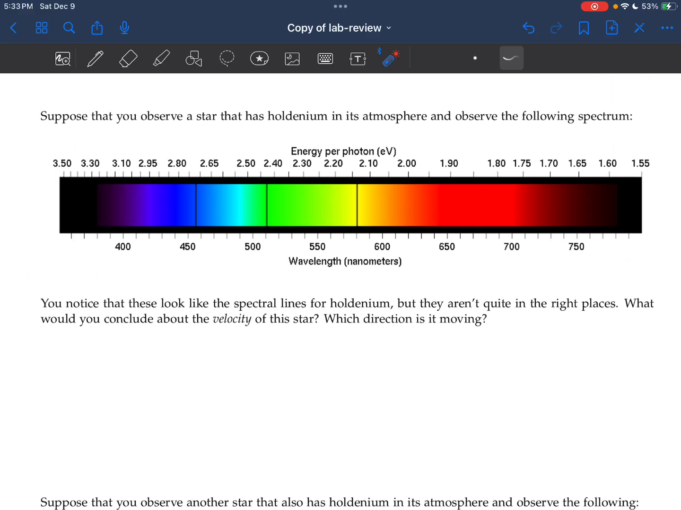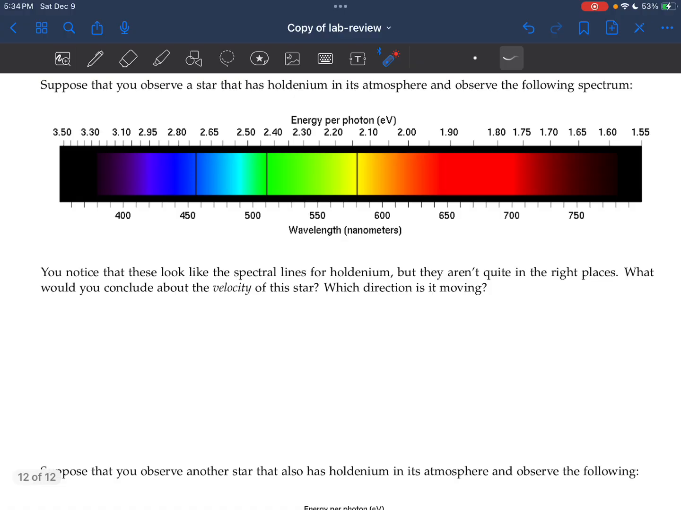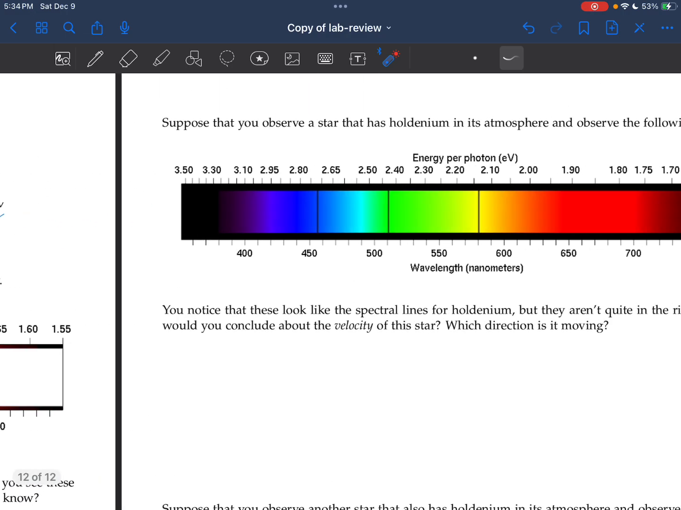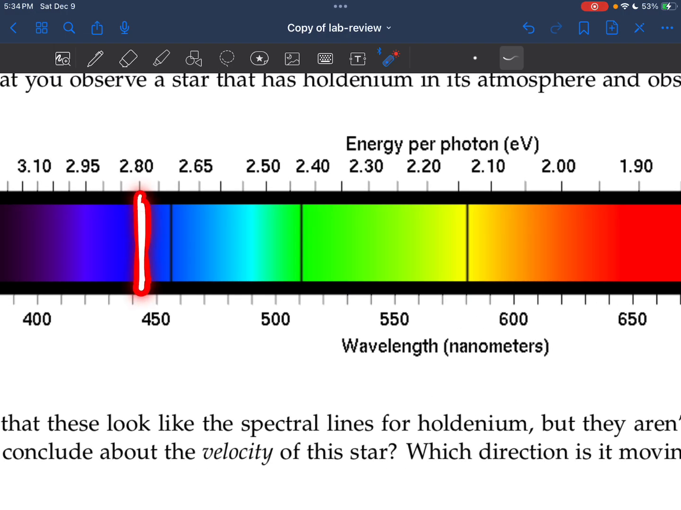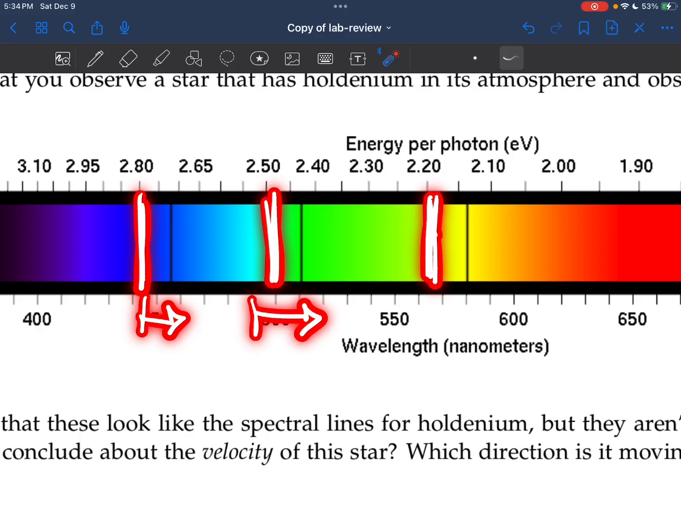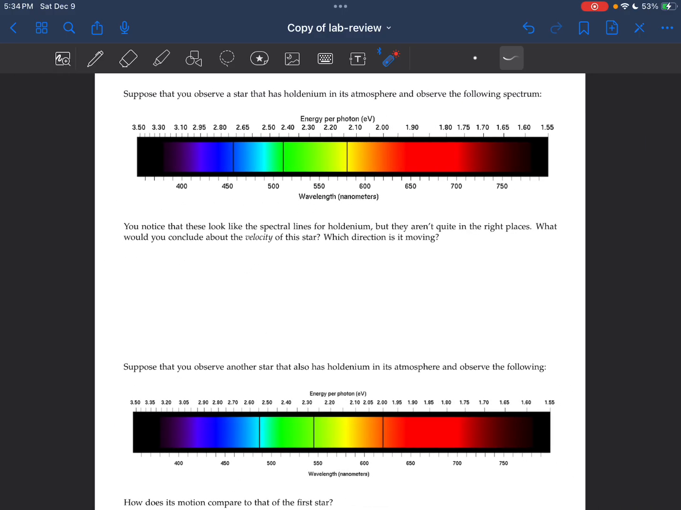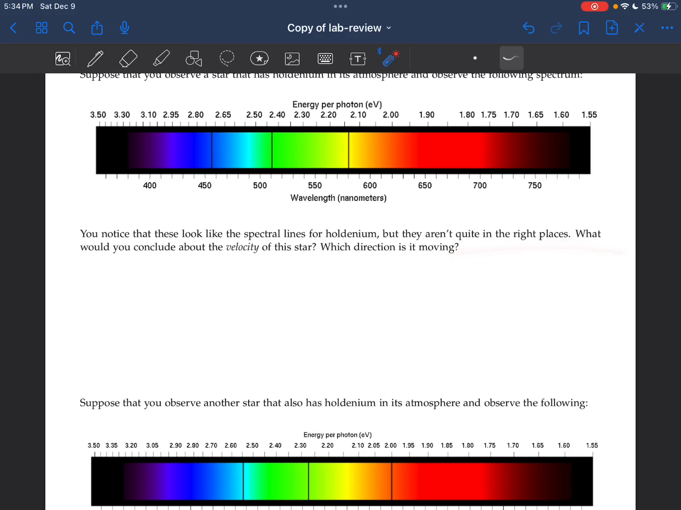Moving on with Holdenium. All right, we're on our last page. We've almost made it. These look very much like the spectral lines that we just saw for Holdenium. We had 2.8, 2.5, and 2.2. You can see, though, that they're shifted a little bit over. They aren't quite in the right place. Exactly, they're shifted a little bit to the right.